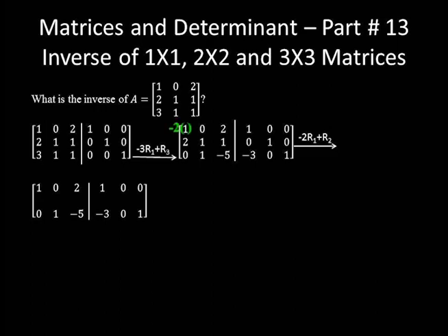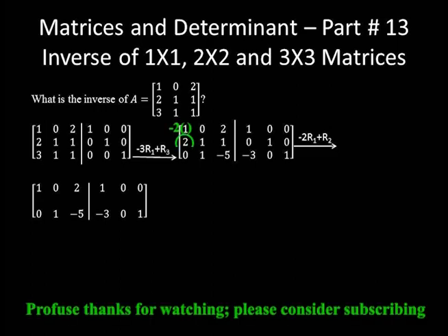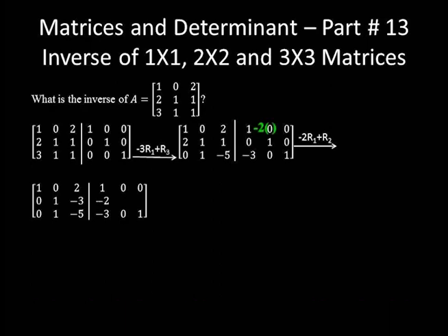Negative 2 times 1 is negative 2. Negative 2 plus 2 is 0. Negative 2 times 0 is 0. 0 plus 1 is 1. Negative 2 times 2 is negative 4. Negative 4 plus 1 is negative 3. Negative 2 times 1 is negative 2. Negative 2 plus 0 is negative 2. Negative 2 times 0 is 0. 0 plus 1 is 1. Negative 2 times 0 is 0. 0 plus 0 is 0.